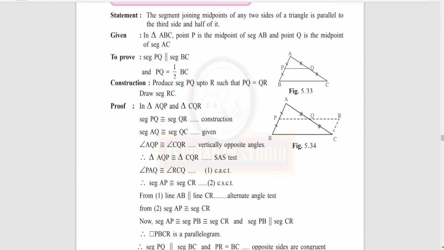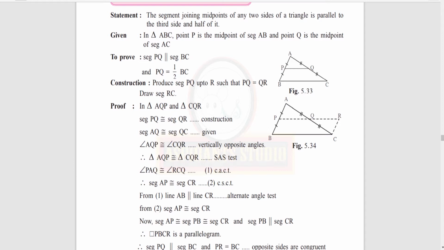Here the two sides are AB and AC and the third side is taken to be BC. So we have to prove segment PQ, the line segment joining the midpoints of side AB and side AC respectively, is parallel to the third side segment BC, and PQ is equal to half of the third side BC.